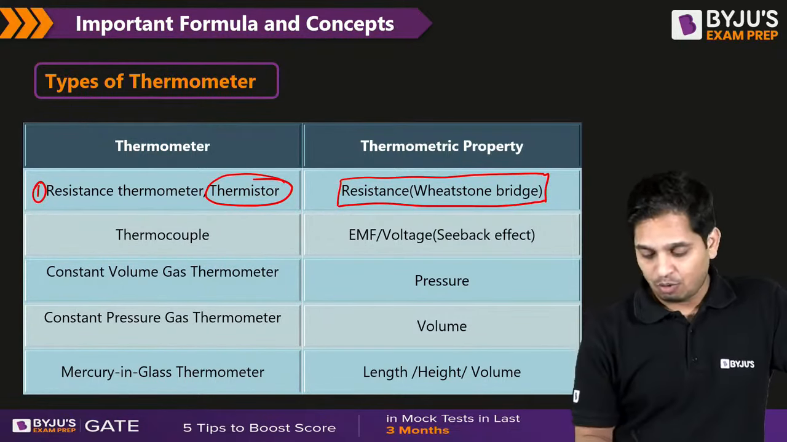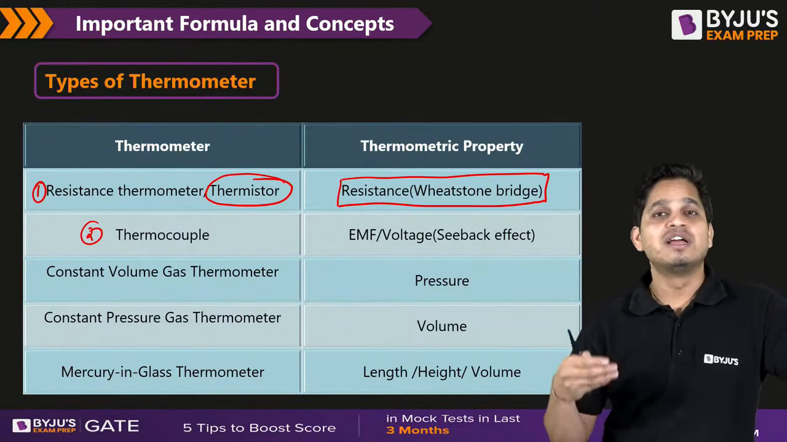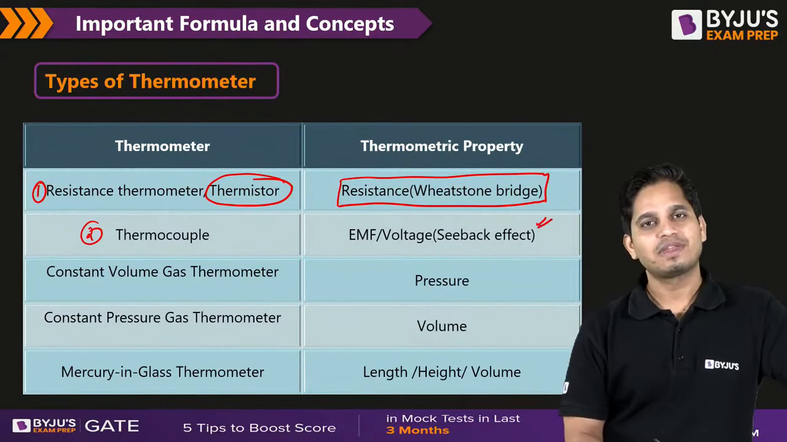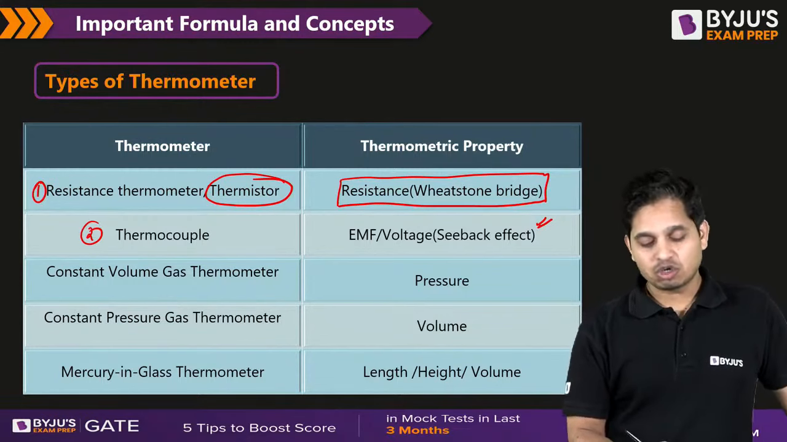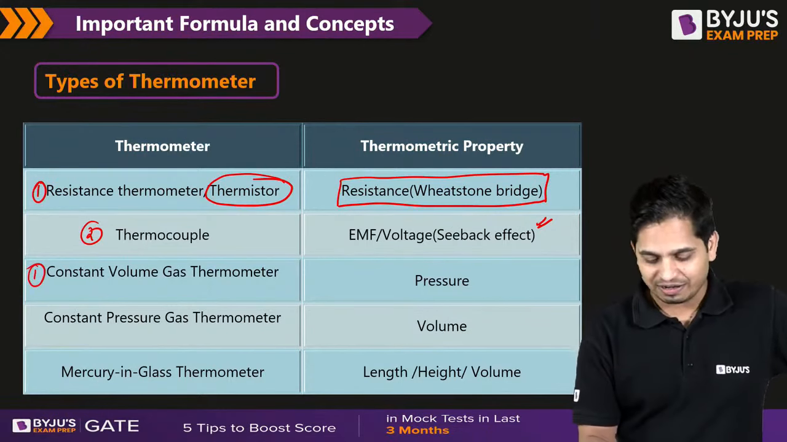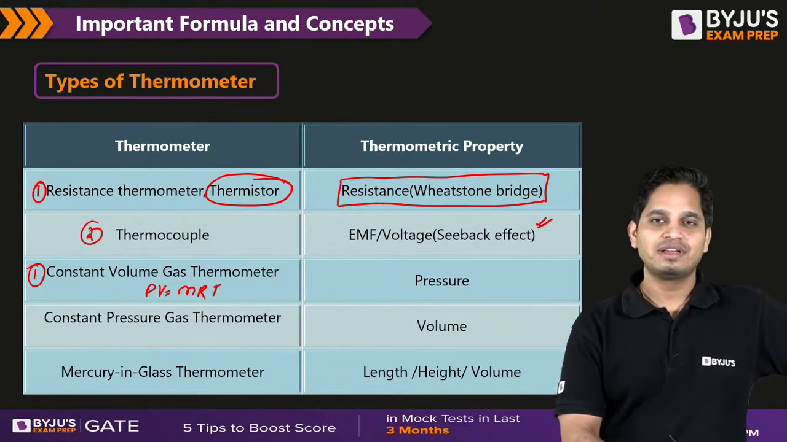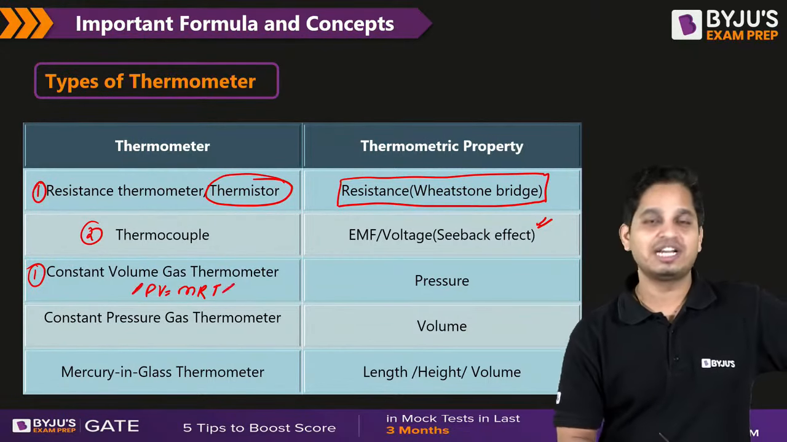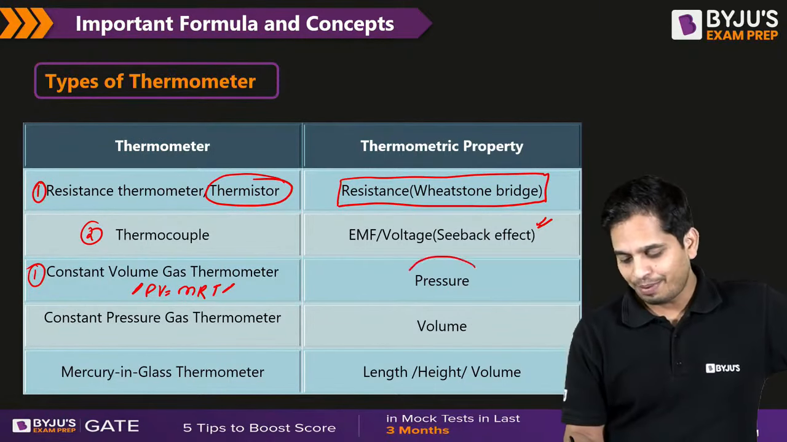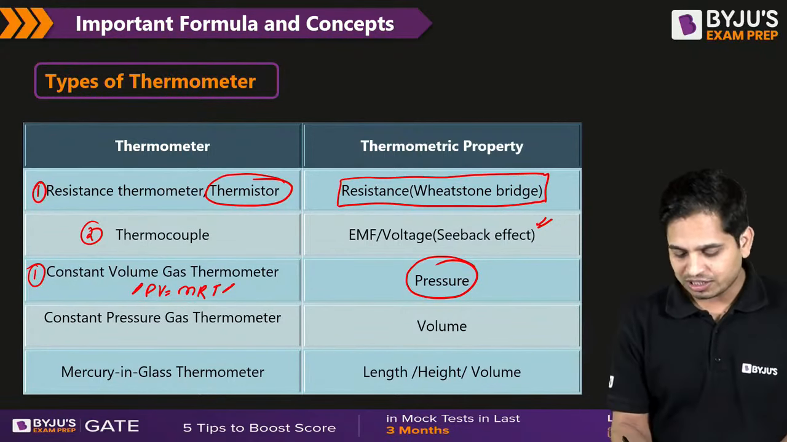Second is the thermocouple. What is the thermometric property? EMF, voltage, potential difference, whatever they can say, and it is based on the Seebeck effect. Next is the constant volume gas thermometer. Volume is constant and gas is there, so you can apply the ideal gas equation. Since volume and mass are constant, temperature will depend on pressure. Pressure is the thermometric property. Okay, now constant pressure.